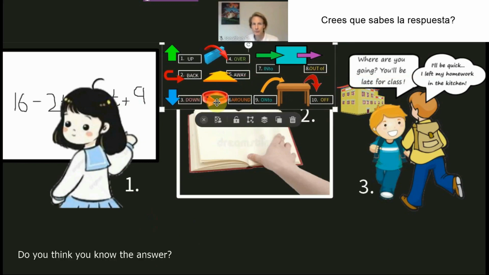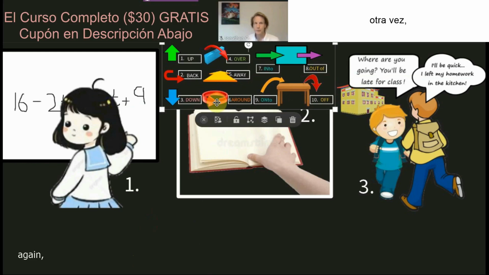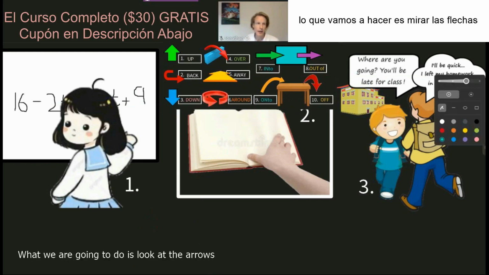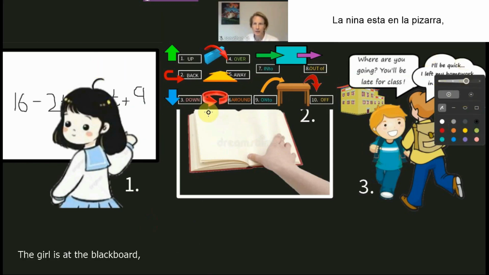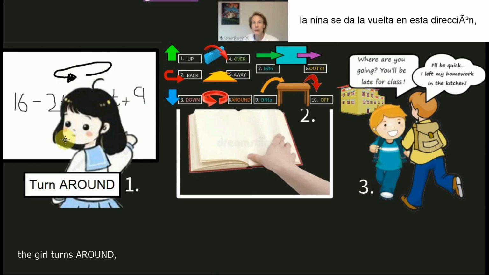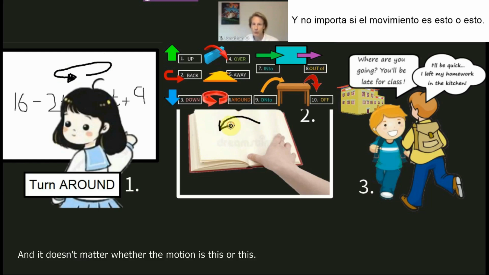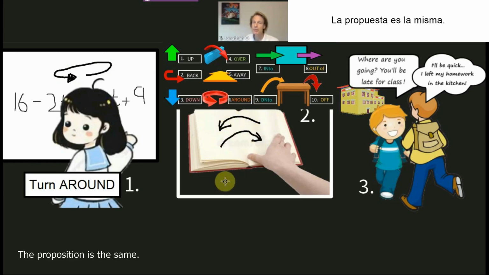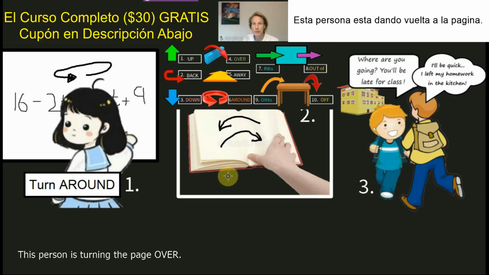Do you think you know the answer? Okay. Again, what we're going to do is look at the arrows. Okay, the girl is at the blackboard and the motion that she does is this. So the answer is the girl turns around. She turns around. Okay, in the second example, and it doesn't matter whether the motion is this or this, the preposition is the same. This person is turning the page over.